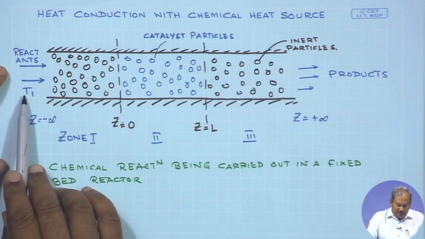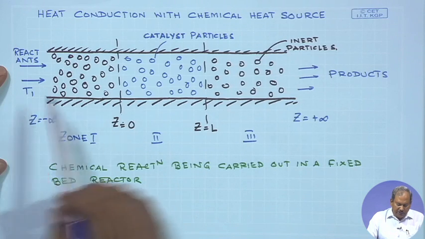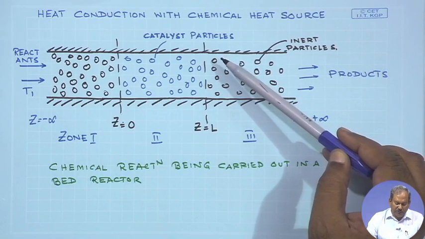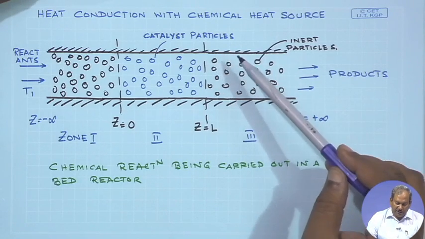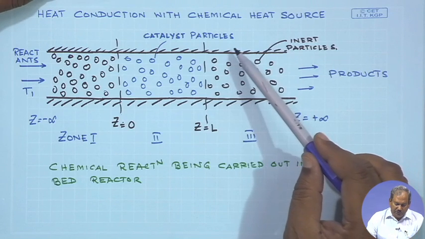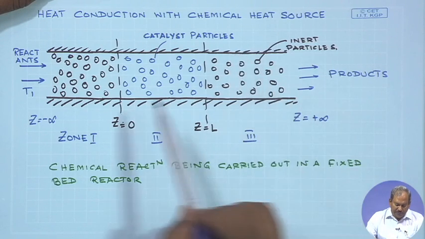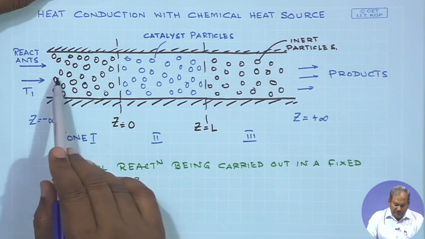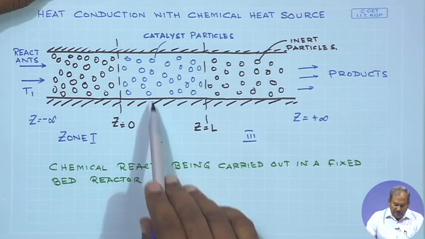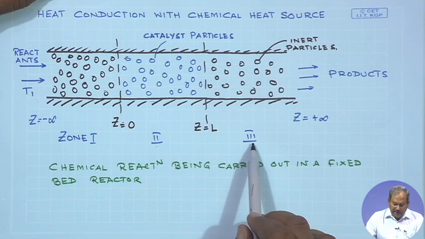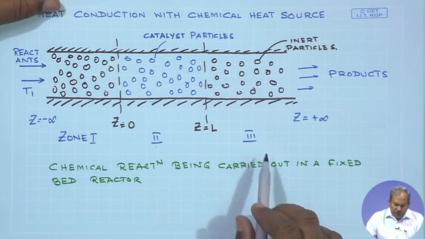So, we will assume that the reactants enter at temperature T1, and it has been mentioned that the side walls of the reactor are perfectly insulated. So, we are not going to have any heat loss or gain from the surroundings. Therefore, no reaction in zone 1, reaction, endo or exothermic, in zone 2, and again no reaction in zone 3.